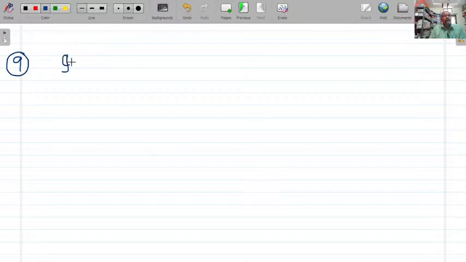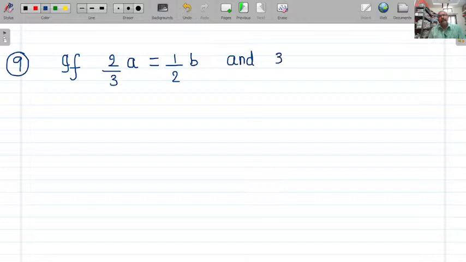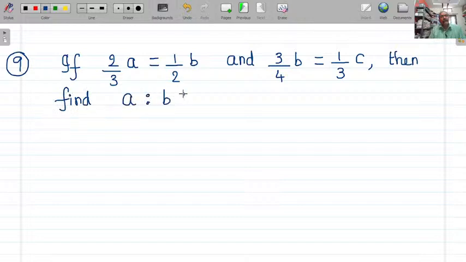Ninth question. If 2 by 3 of A equals 1 by 2 of B and 3 by 4 of B equals 1 by 3 times C, then find A is to B is to C. Okay, my dear students, all of you read the question carefully, try to understand the question, right?